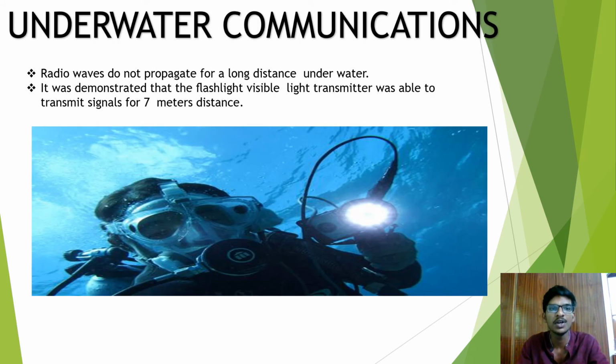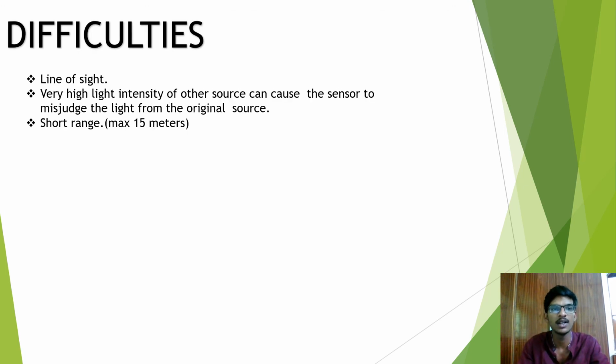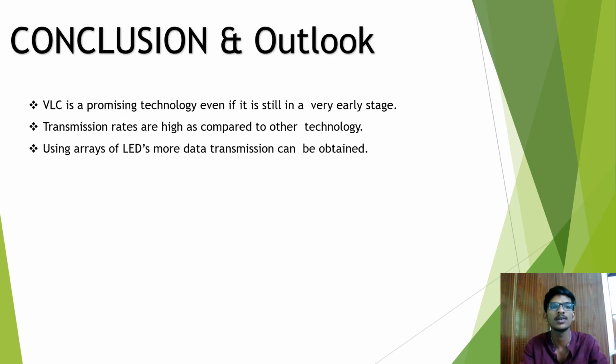Underwater communication. Radio waves do not propagate for a long distance underwater. It was demonstrated that a flashlight visible light transmitter was able to transmit signals from 7 meters distance. Difficulties: line of sight, very high intensity of other sources, and short range, with a maximum range of 15 meters.